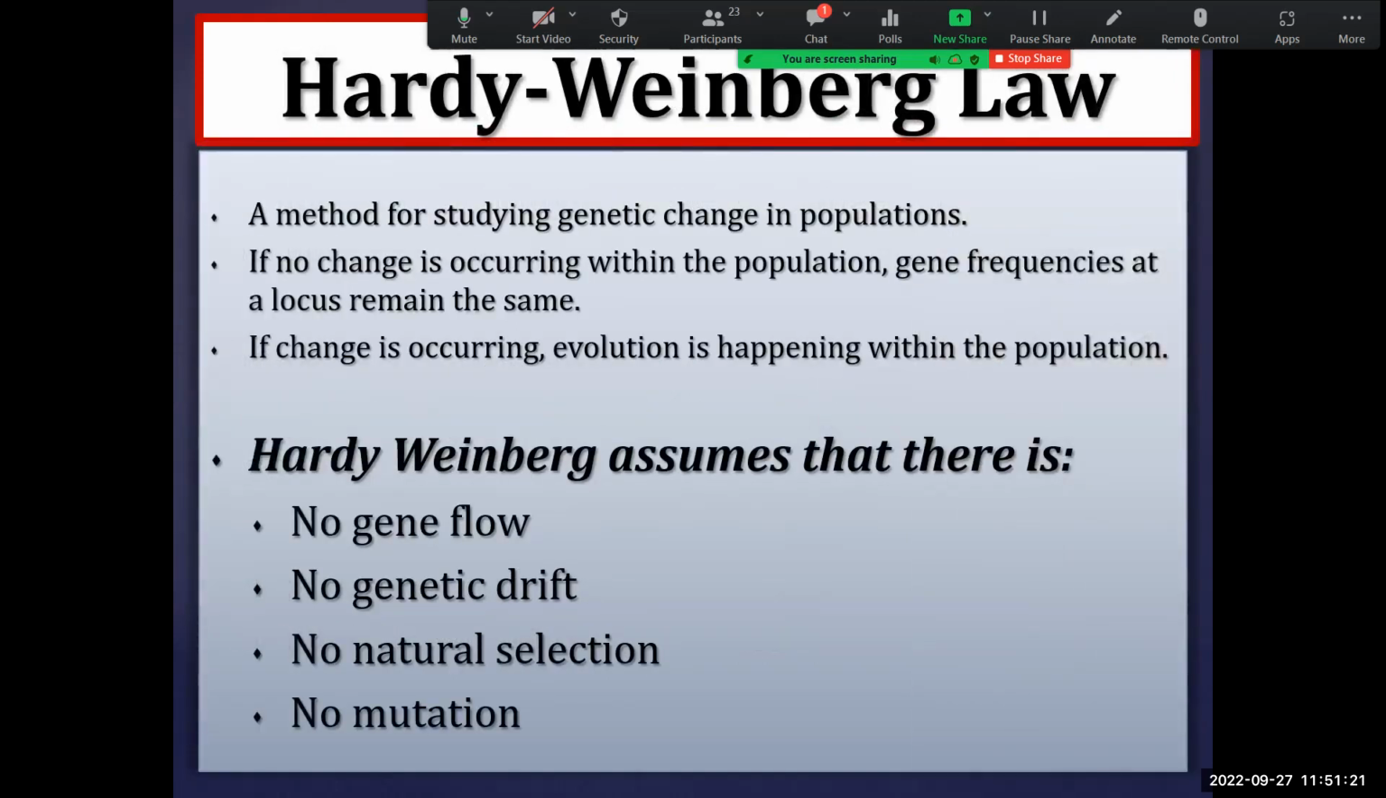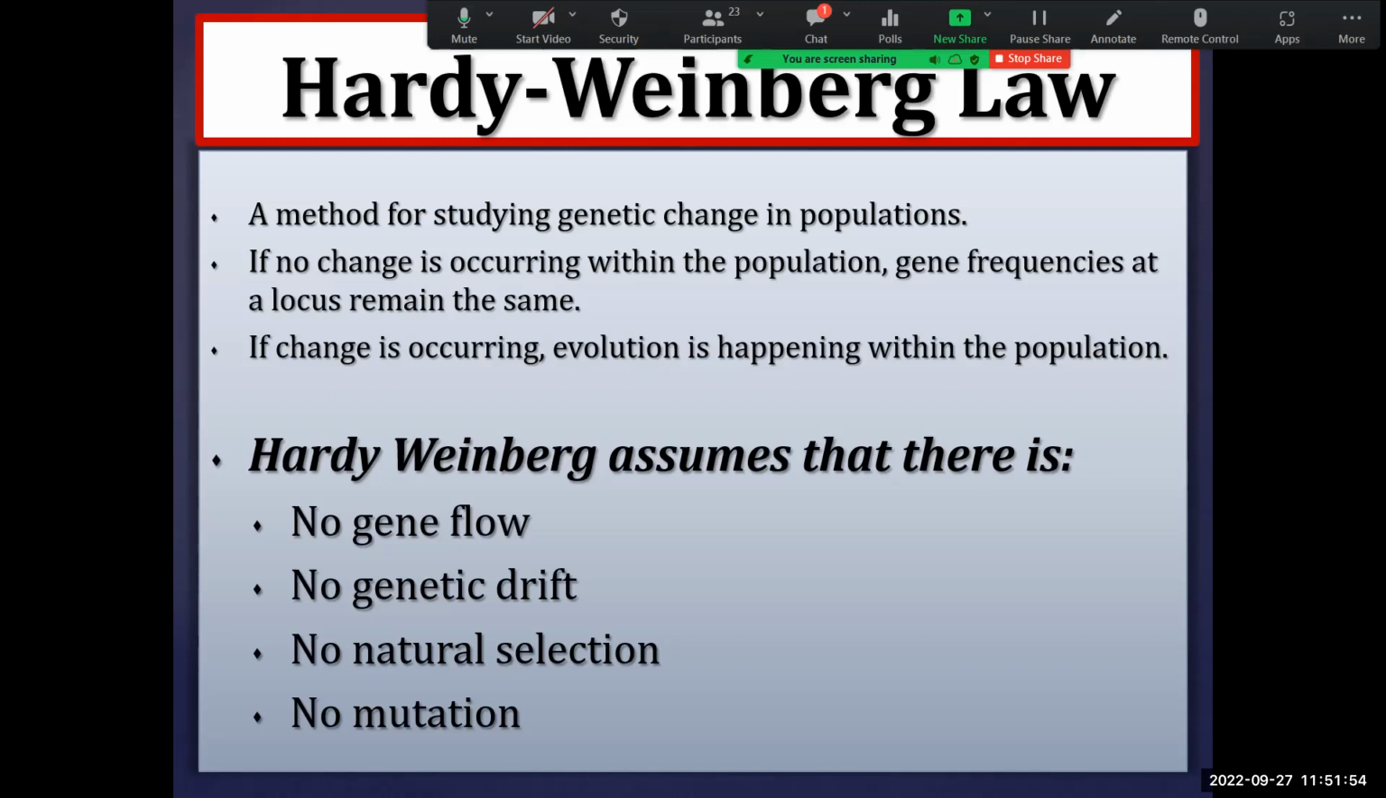All right, so Hardy-Weinberg law is a method for studying genetic change. Essentially, it's a method of studying evolution within populations of organisms. If no change is occurring within the population, gene frequencies at a locus will remain the same. And if change is occurring, we know that evolution is operating on that trait at that time. So those that use the Hardy-Weinberg law would study many generations, dozens, if not hundreds of generations, to see if evolutionary change is operating on that trait at that time.